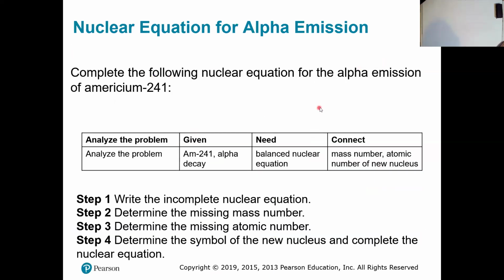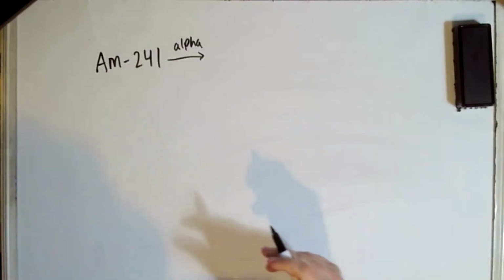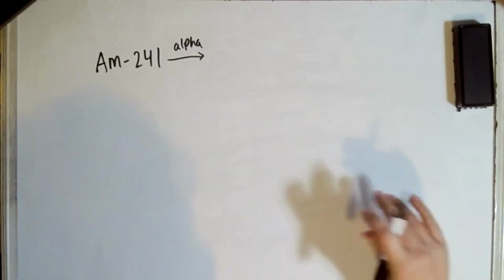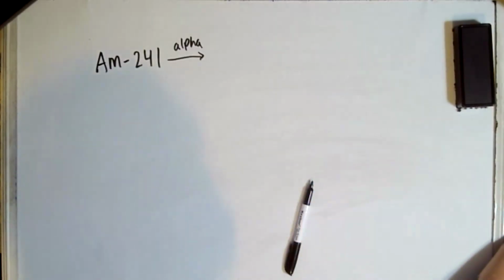So let's look at a couple of examples. First, the nuclear equation for alpha emission of americium 241. Okay, so we're going to write Am-241, and then we're going to write alpha decay over the arrow, just like before. And then we're going to set this up in terms of symbols.